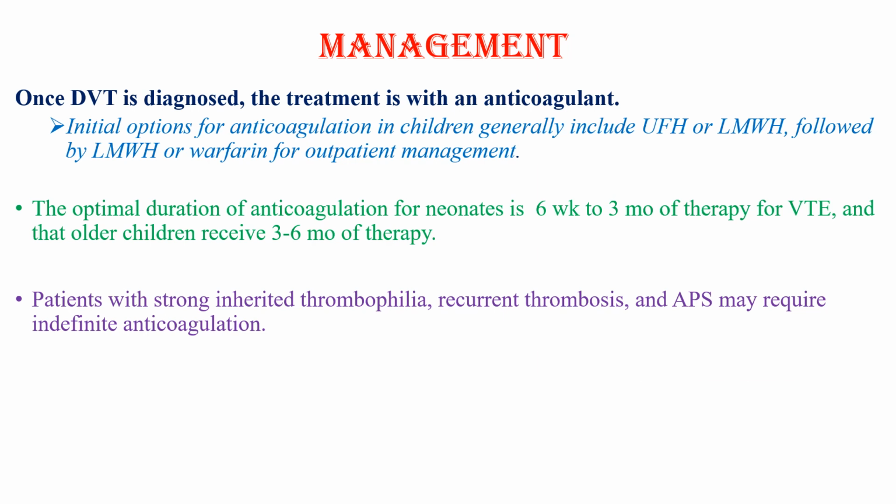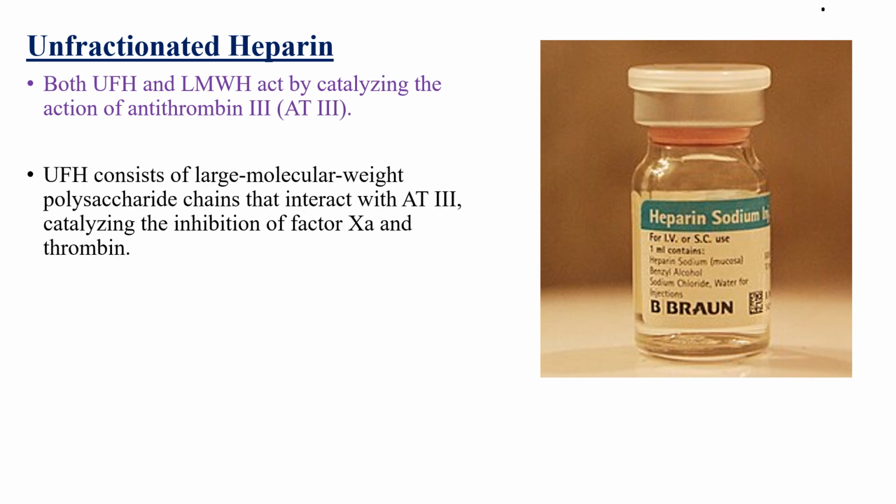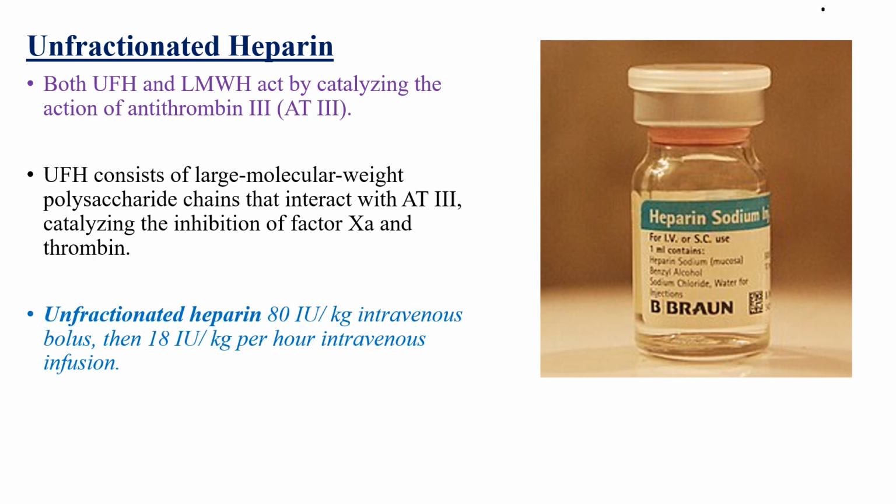Let's see unfractionated heparin. Both unfractionated heparin and low molecular weight heparin act by catalyzing the action of antithrombin 3. Unfractionated heparin consists of large molecular weight polysaccharide chains that interact with antithrombin 3, catalyzing the inhibition of factor 10 and thrombin. The dose is 75 international units per kg intravenous bolus, then 28 international units per kg per hour with intravenous infusion.